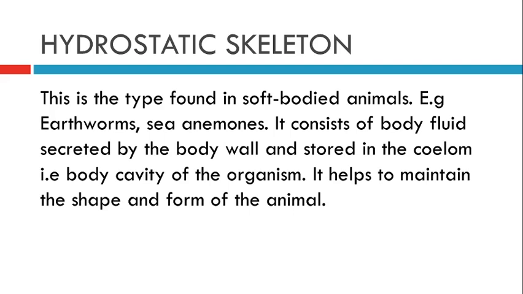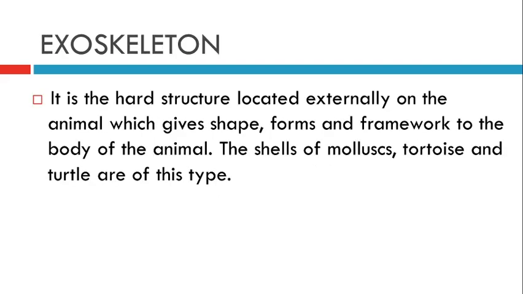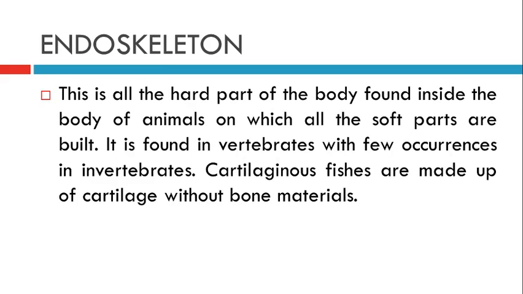Let's talk about them one by one. Hydrostatic skeleton, the type found in soft-bodied animals. I've given you examples. It consists of body fluid secreted by the body wall, and it helps to maintain the shape and form of the animal. I've explained exoskeleton. It is the hard structure located externally on the animal, and it gives shape and framework to the body of the animal. I've explained endoskeleton also. This is the type found inside the body of the animal, on which all soft parts are built.